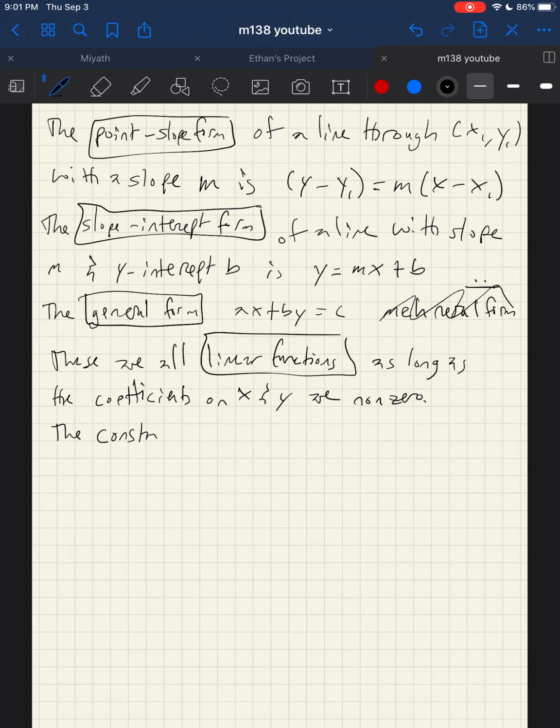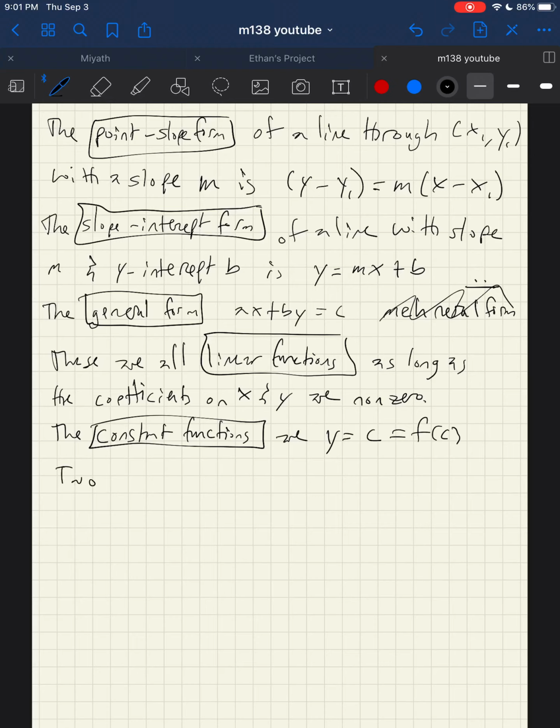Now the constant functions are x equals c. Sorry, write it like y equals c. So in this case, this is our f of x. Our f of x is just a constant.